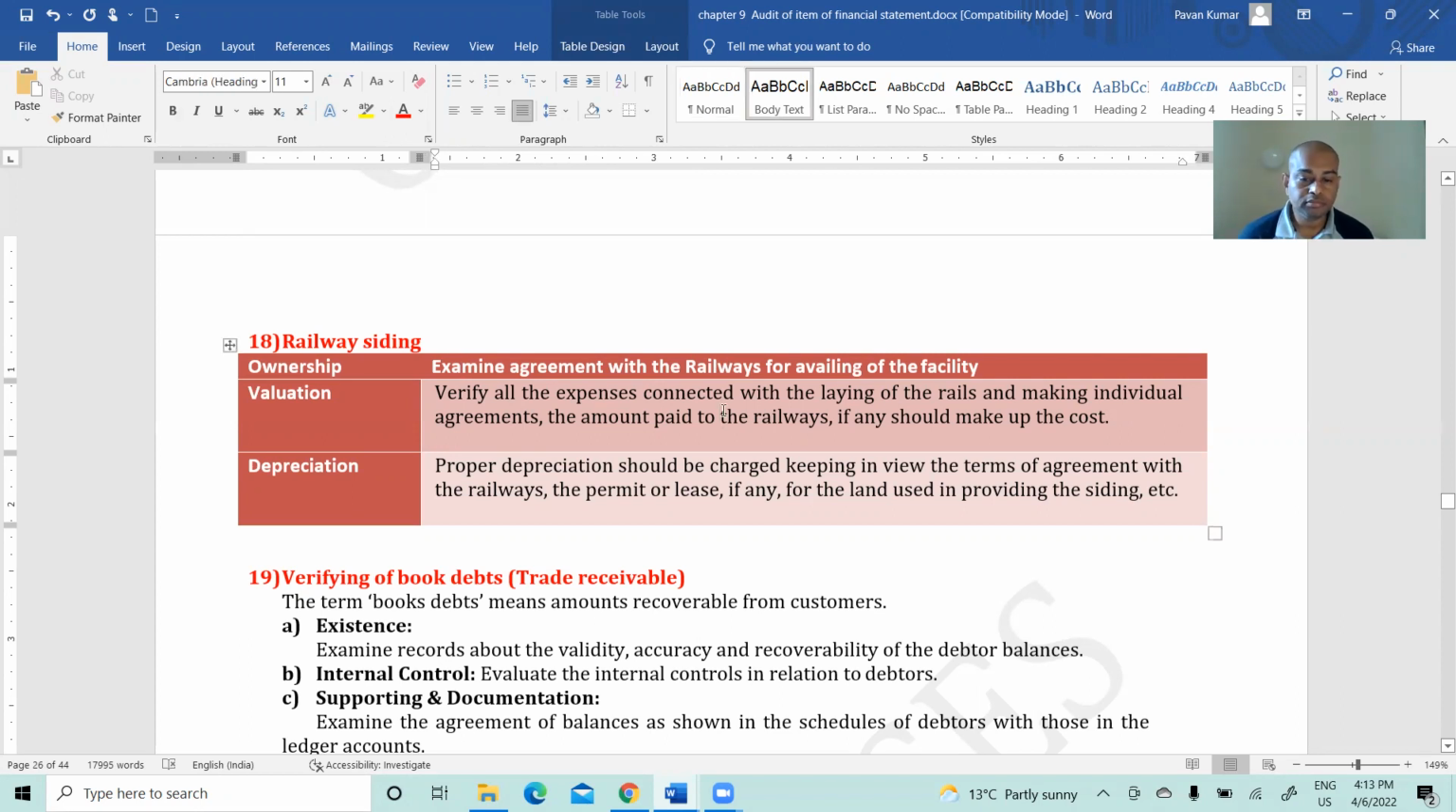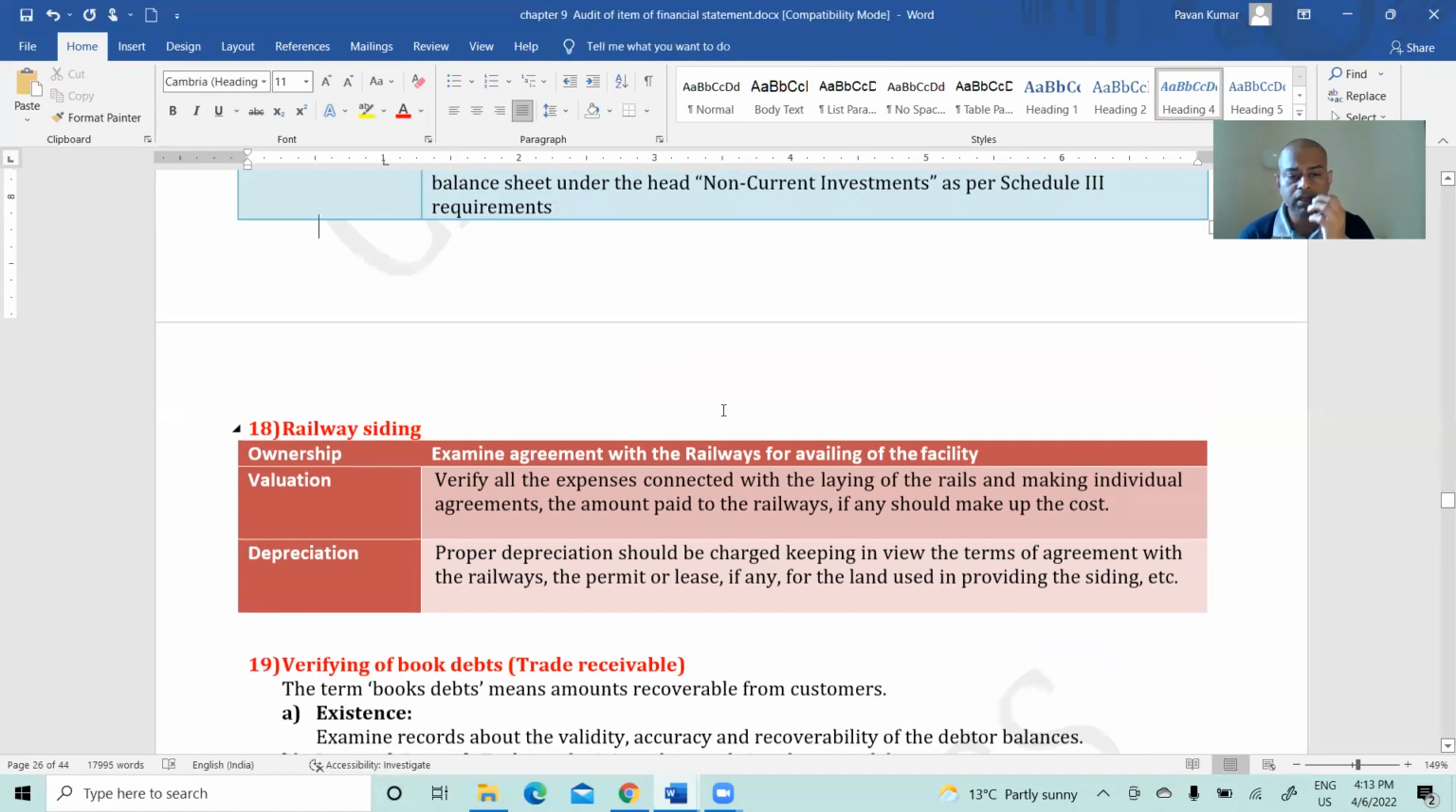Next, continue. Valuation. Verify all the expenses connected with the laying of the rails and making individual agreements. The amount paid to the railways, if any, should make up the cost. Okay. Depreciation. Proper depreciation should be charged, keeping in view the terms of agreement with the railways, the permit or lease, if any, for the land used in providing the siding, etc. So they are speaking about depreciation. Depreciation should be charged, because it is an asset.